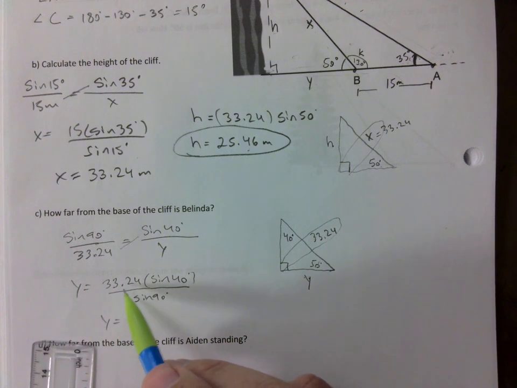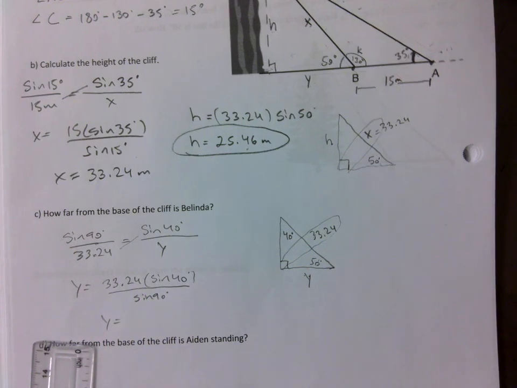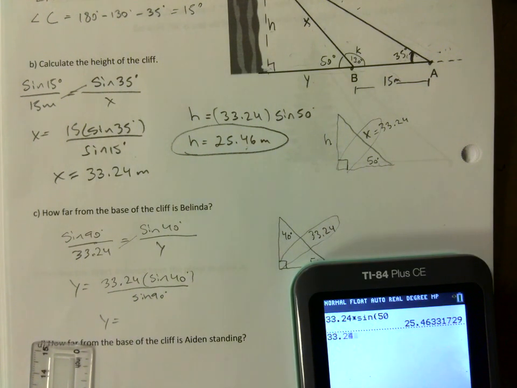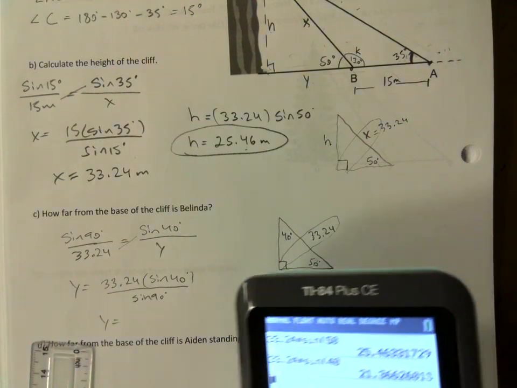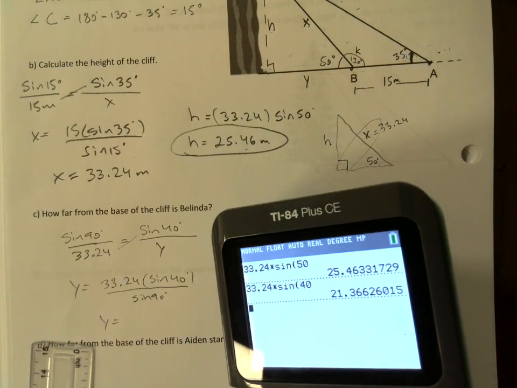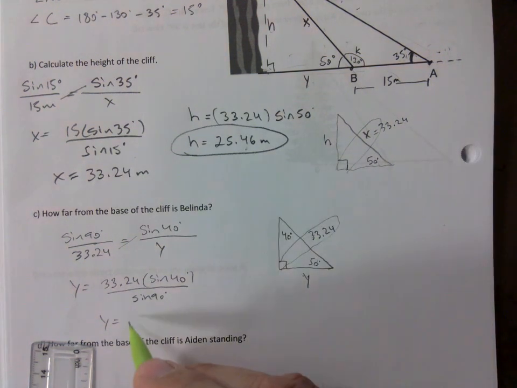Okay, 33.24 times sine of 40. Oops. 21.37. 21.37.